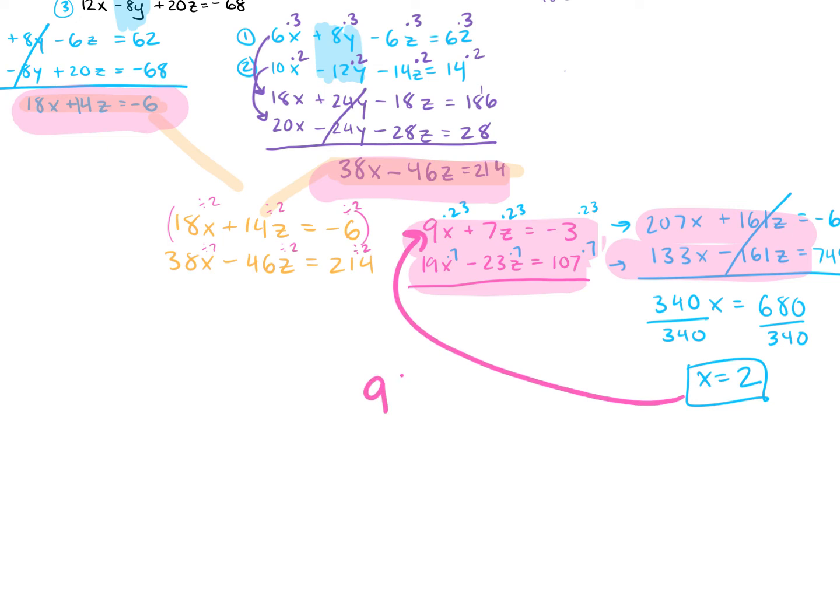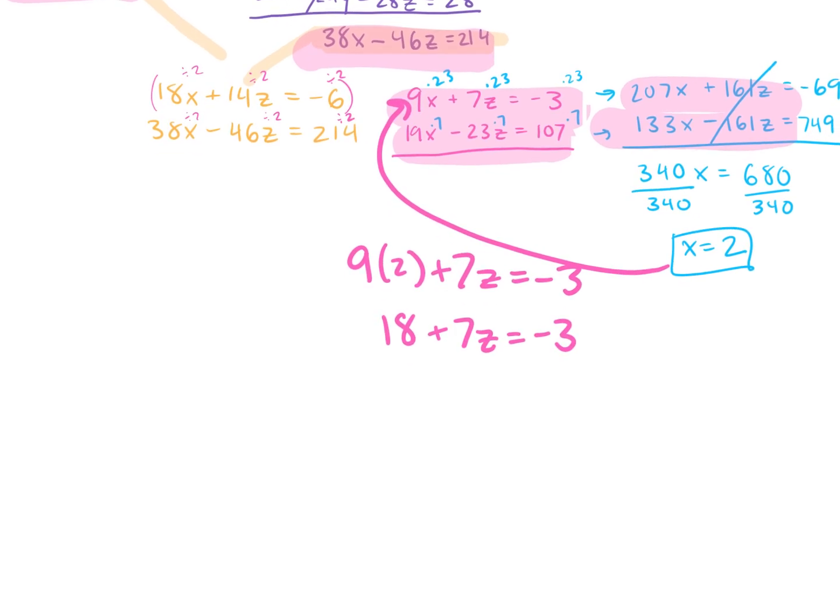So I have 9 times 2 plus 7z is equal to negative 3. First, I have to multiply, so 18 plus 7z is equal to negative 3. Subtract 18 on both sides. So 7z is equal to negative 21. Divide both sides by 7. So what does z equal? Negative 3.